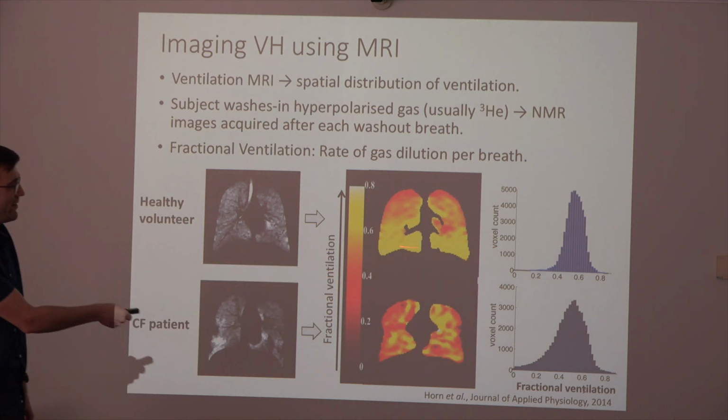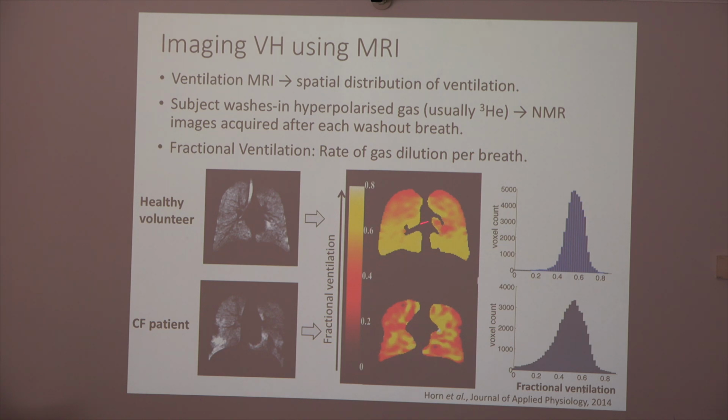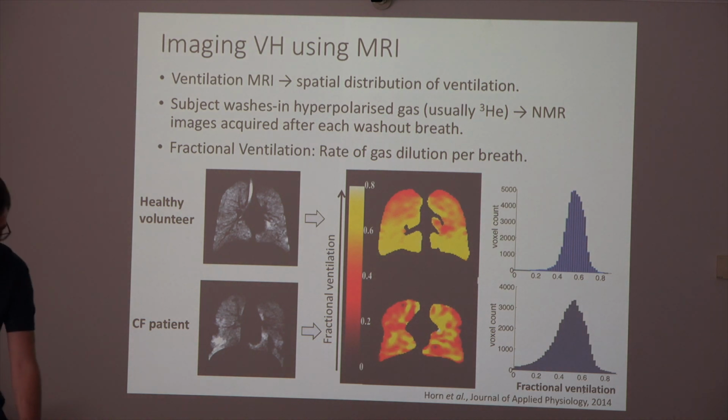So the top one here is what you'd expect to see normally. There are some differences due to gravity and differences in tissue compliance, but it's relatively smooth. And this is a CF patient with the patchy distribution you see again. If you plot a histogram of this intensity map, you can see it's a bit broader as well.